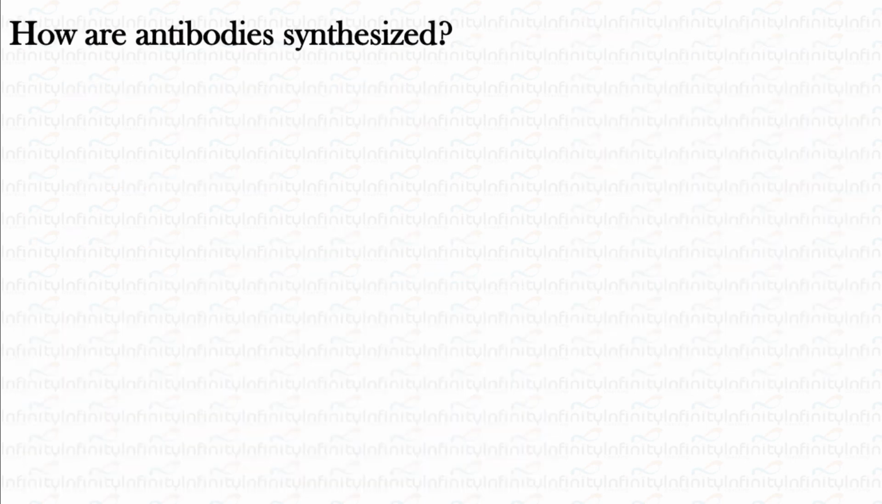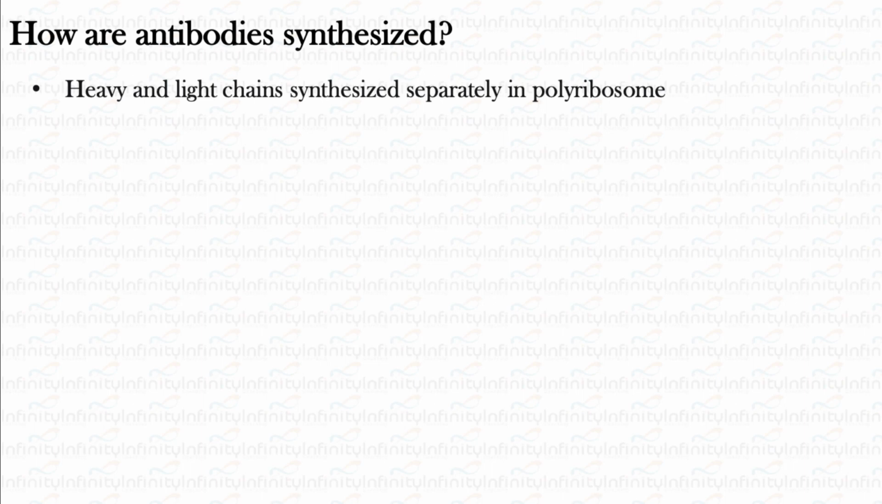So the next question that we have is, how are antibodies synthesized? Antibodies are synthesized in polyribosomes, with heavy and light chains being synthesized separately. It is only the heavy chains that are glycosylated. The light chains are never glycosylated at all.